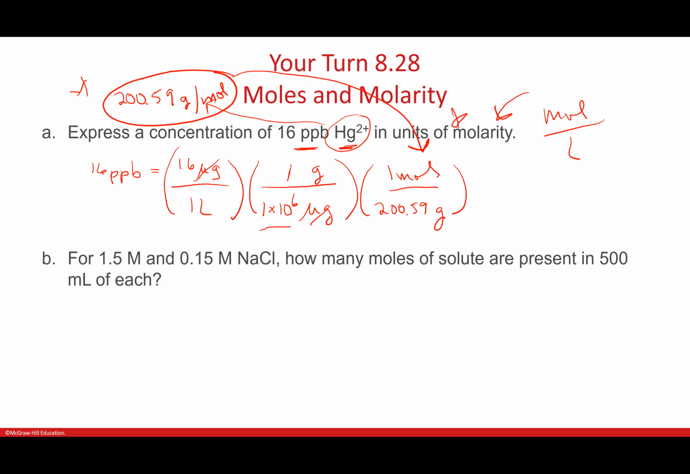So to work this problem number-wise, you're going to take 16 and divide it by 1 times 10 to the 6th, and also divide it by 200.59. You can multiply the bottom two before you divide, if that helps.